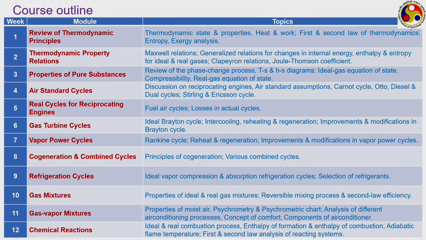As you will be seeing shortly, from the thermodynamic state postulate, if we know two independent intensive properties, we can calculate any other property. But how to calculate that you will be learning in this second week, where we shall be starting with the Maxwell's relations, then developing generalized relations for changes in internal energy, enthalpy and entropy for ideal and real gases, then Clapeyron relations and Joule-Thomson coefficient.